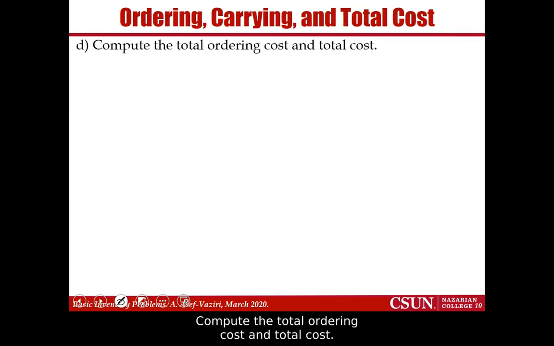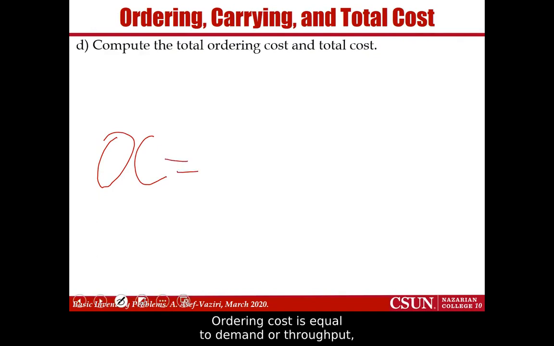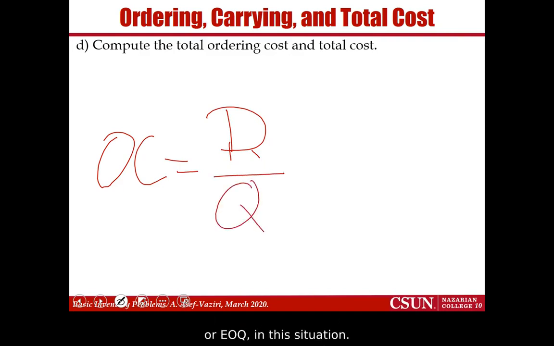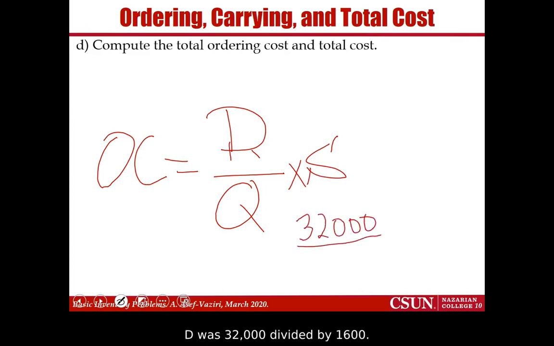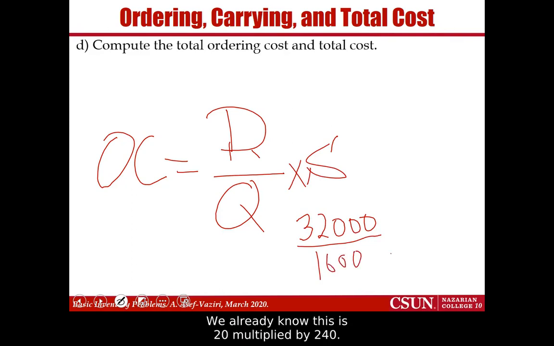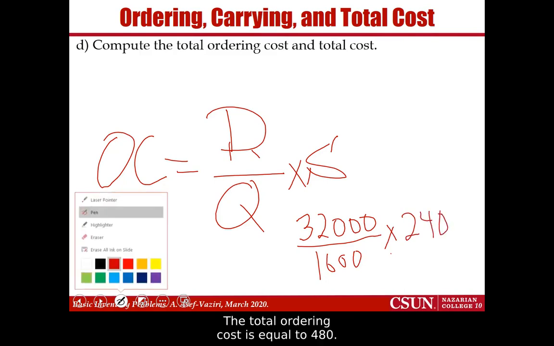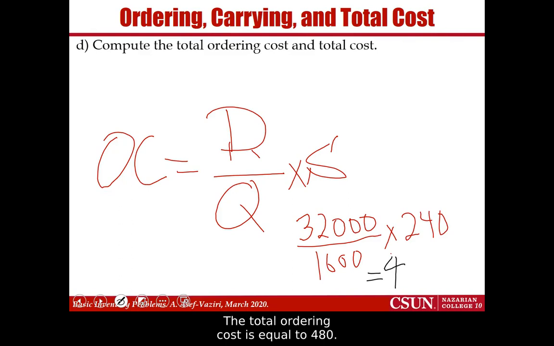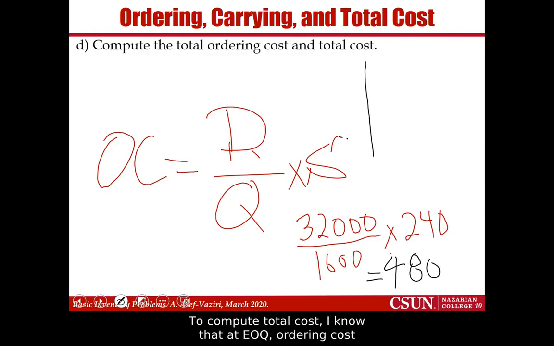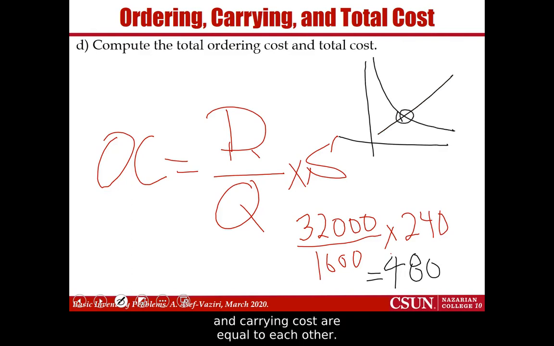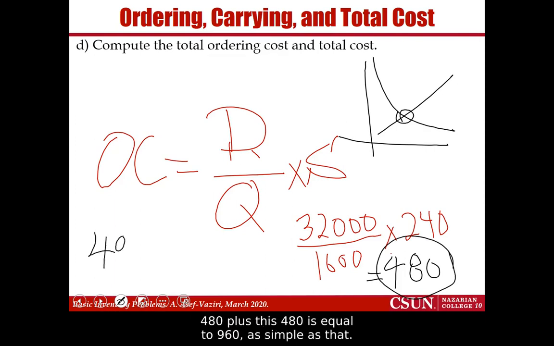Compute the total ordering cost and the total cost. Ordering cost is equal to demand or throughput, both of them are the same, divided by Q or EOQ in this situation. This is the number of orders multiplied by S. S is ordering cost per order. D was 32,000 divided by 1600. We already know this is 20 multiplied by 24. The total ordering cost is equal to 480. To compute total costs, I know that at EOQ, ordering cost and carrying cost are equal to each other. Therefore, if this one is 480, the other one is also 480. 480 plus this 480 is equal to 960.